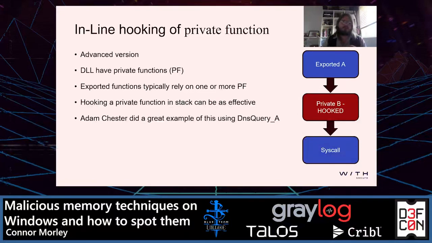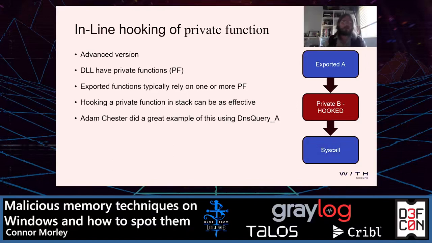But one of the key things to note is that exported functions from a module will almost inevitably rely on at least one private function in order to operate. This can be to do with argument integrity checks, format checking, or initial connections, or anything to that effect. And if you know that the exported function that you want to prevent utilizes a private function, it can be just as effective to instead hook the private function instead of just the exported function, although it takes a bit more work. Researcher Adam Chester did a great example of this using DnsQuery_A, which I'll demonstrate now.